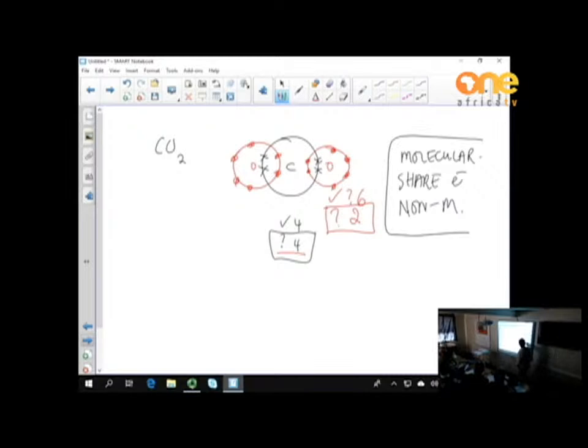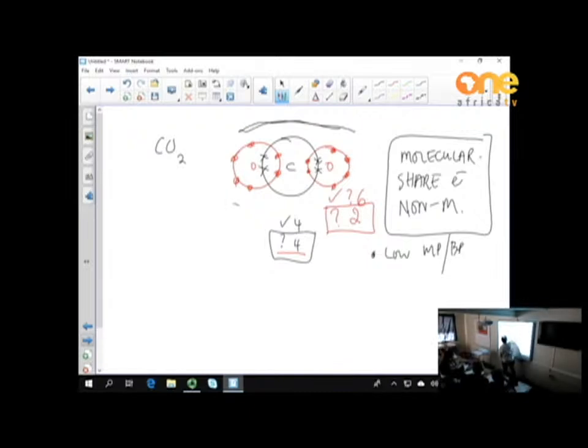Now, what are the properties of molecular substances? Low melting and boiling point. Why? What forces do we have between molecules? Weak van der Waals forces. So low melting and boiling point because they have weak forces holding the particles together. If the forces are weak, it will be soft solids, but usually they are liquids or gases.